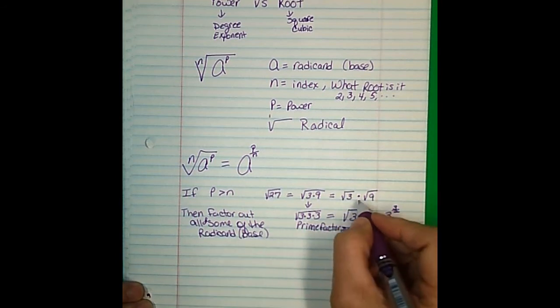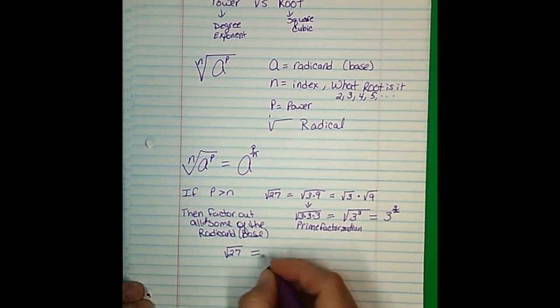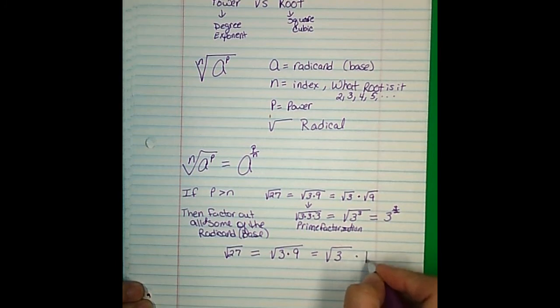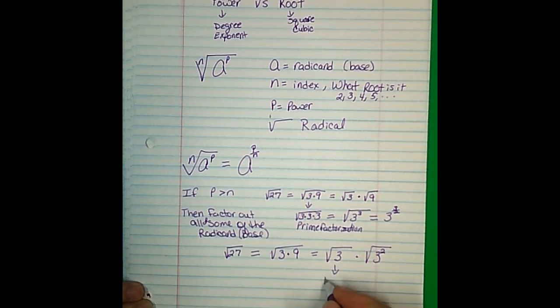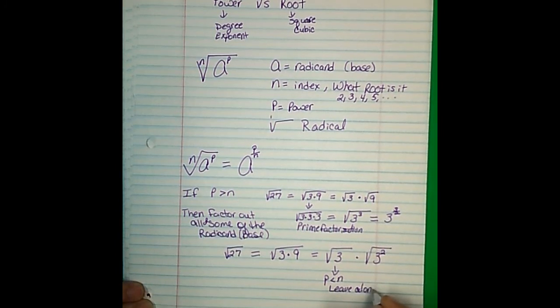So let's rewrite this. I'm going to come back to here. I have the square root of 27. We know it's the same as 3 times 9, which is 3 times 3 squared. So this 3 is raised to the first power. It's getting left behind. So this statement here goes to: if p is less than n, leave alone. That one there is going to be left behind. There's nothing we can do about it. If you put it in the calculator, you get some decimal and it's ugly looking.